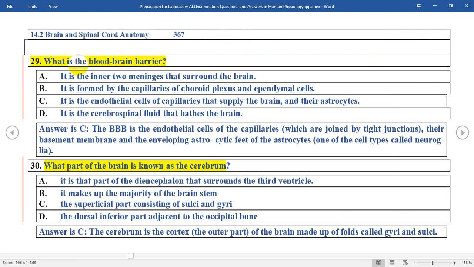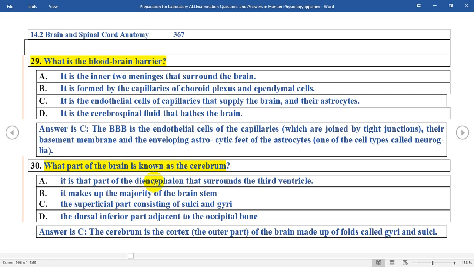29. What is the blood-brain barrier? It is the inner two meninges surrounding the brain. It is formed by capillaries of the choroid plexus and ependymal cells. It is the endothelial cells of capillaries that supply the brain and their astrocytes. It is the cerebrospinal fluid that bathes the brain. Answer is C.